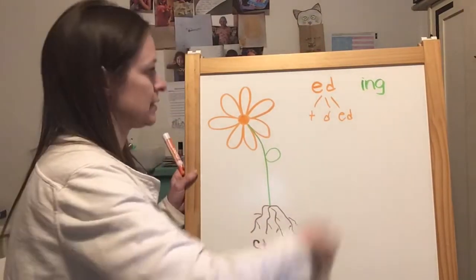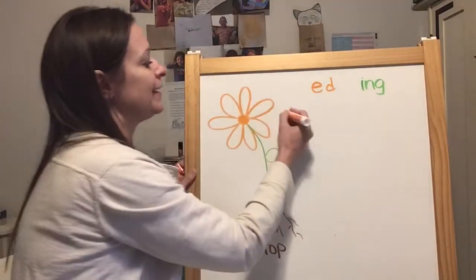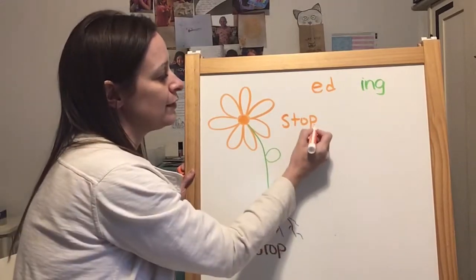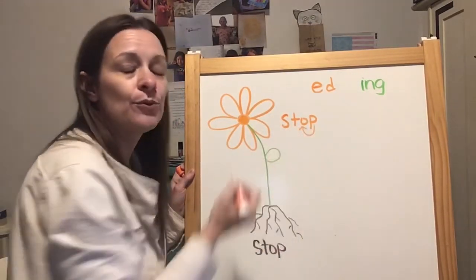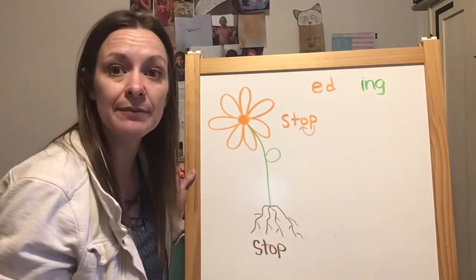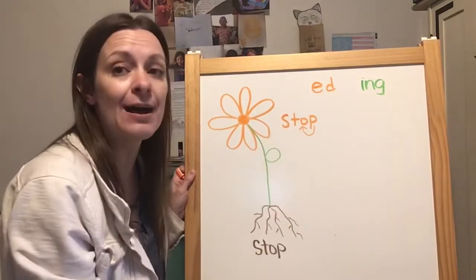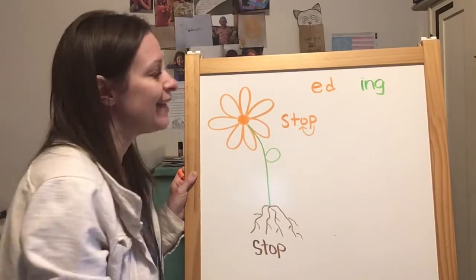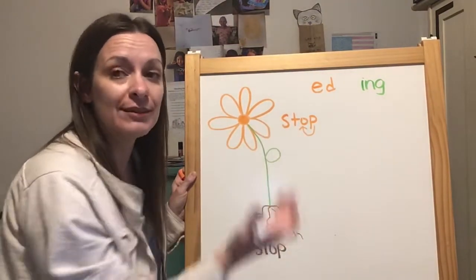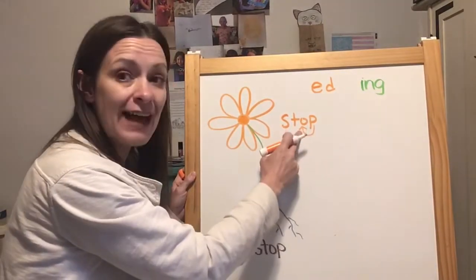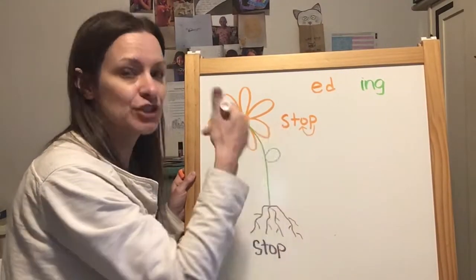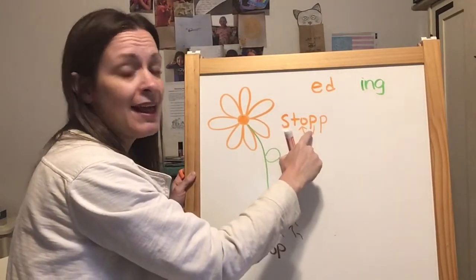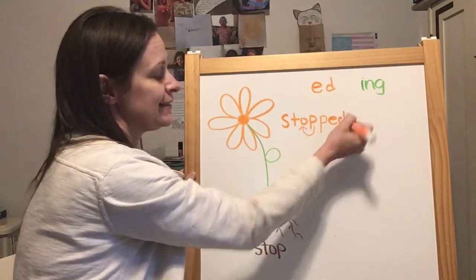I'm going to erase this so I have room. When we're adding our ending, we first rewrite our word. Then we look at the vowel right before the consonant, or we look at the letter right before the consonant. If it's a short vowel, like a, i, then we know that we're going to double that consonant. Let's look before it. Is it a vowel? Yeah. Is it a short vowel? Sure is. Then we're going to double our consonant, our P, and then we'll add our ending, ed.